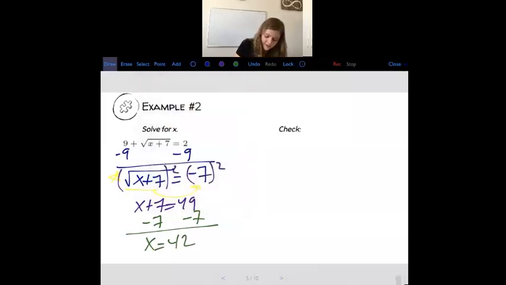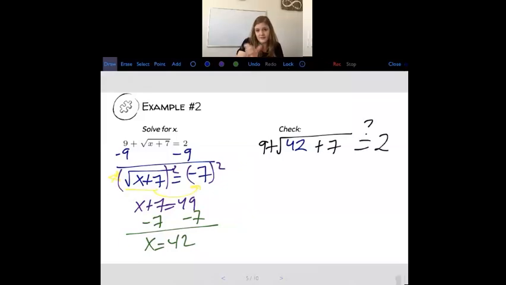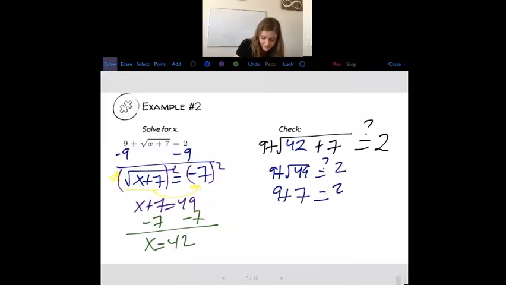We would have 9 plus the square root of 42 plus 7, and we want to know, does that equal 2? So we work on the left-hand side and the right-hand side. We would have 9 plus the square root of 49 equal to 2. 9 plus 7 equal to 2. And does 16 equal 2? Nope. So in this case, there's no solution.